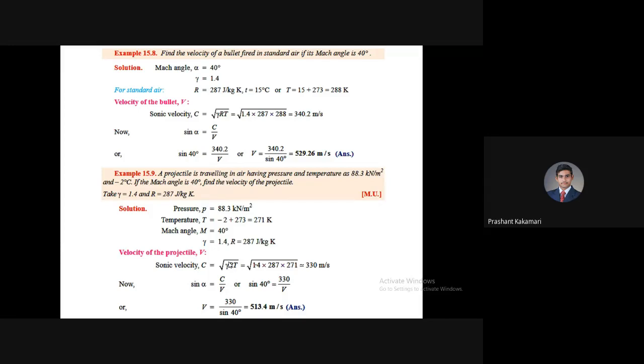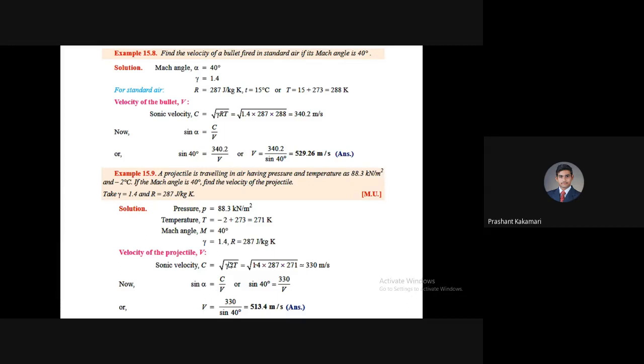Next problem on a similar line. A projectile is traveling. Here also you can assume a bullet or a missile or any object thrown by some device. A projectile is traveling in air having pressure and temperature of 88.3 kilonewton per meter square and minus 2 degrees centigrade. Temperature is negative here. If the Mach angle is 40 degrees, find the velocity of the projectile. Take gamma equal to 1.4 and R equal to 287. It is on a similar line. You can just follow the above procedure and solve the problem.